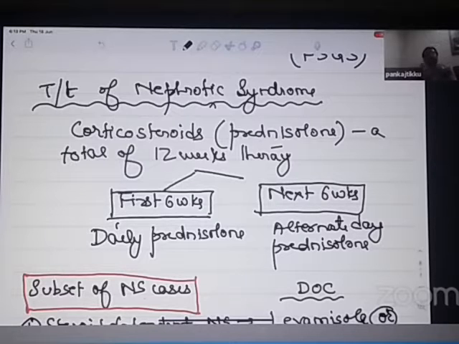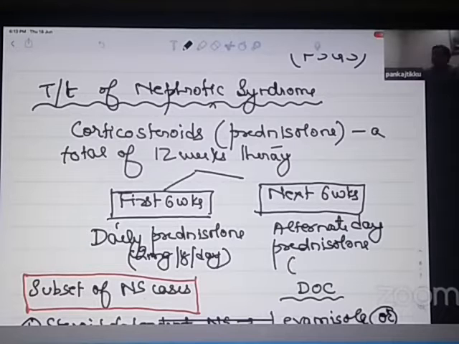The dose is 2 milligrams per kg per day for the first 6 weeks, followed by 1.5 milligrams per kg on alternate days for the next 6 weeks. You may not need to know the dose, but if you want, I can write it. So in total, how long? A total of 12 weeks of treatment is recommended.